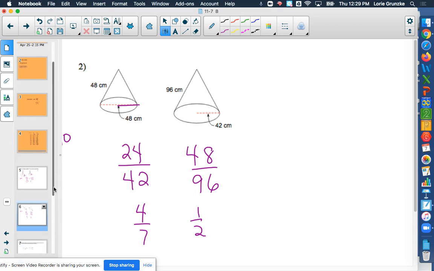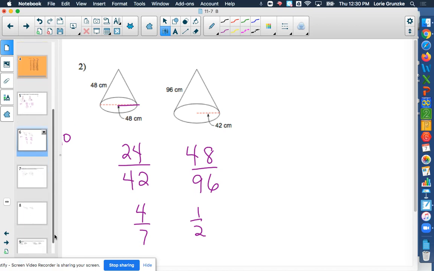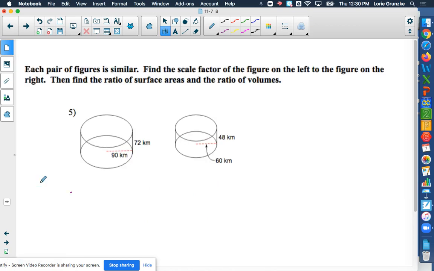Now you're going to do those 2 questions plus 2 more like that. Okay, let's get into these. This time it says each pair of figures is similar. So we know that the 2 ratios will be proportional. You have to find the scale factor of the left figure to the right figure, then find the ratio of the surface area and the ratio of the volumes. So first we do scale factor.